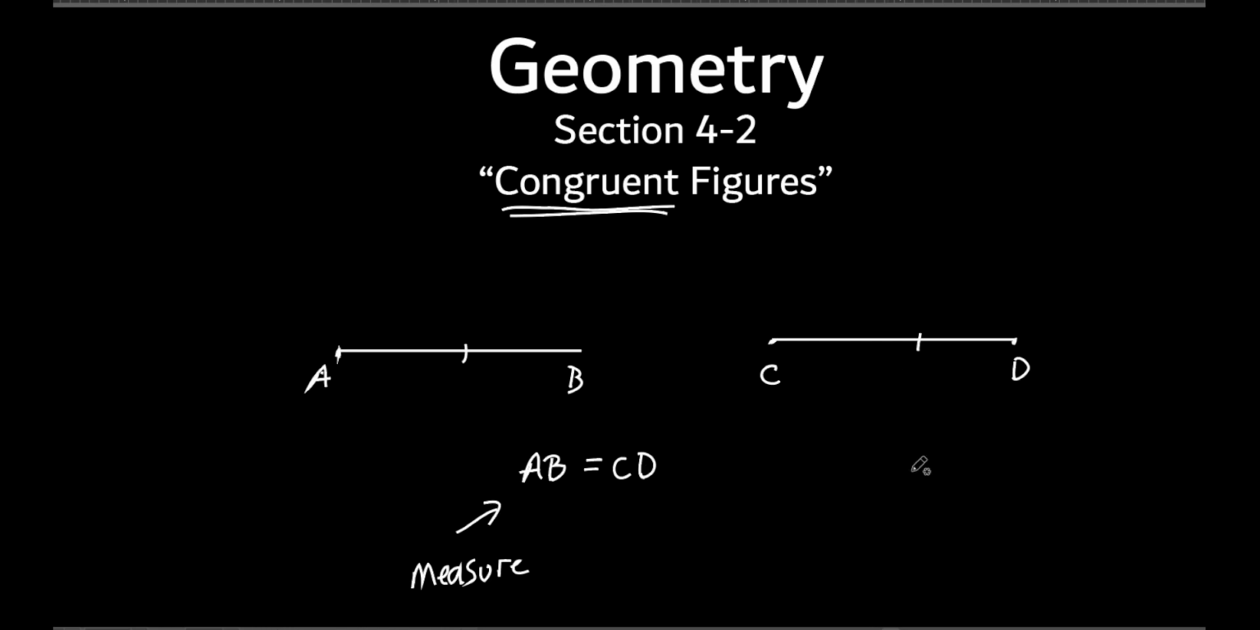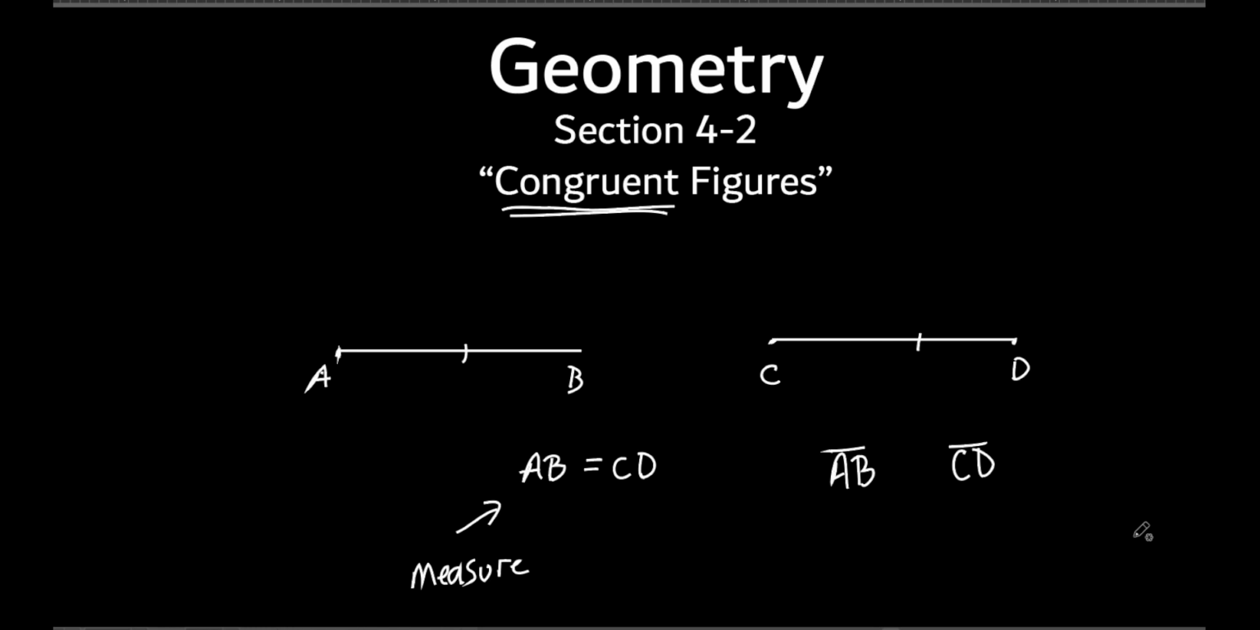So if I have two segments that are congruent to each other, I don't know this is 5, I don't know that's 5. I'm not talking about the measures of them. If I want to say they're congruent, this is what I would have to do. I would have to say line segment AB and line segment CD, we would say congruent.